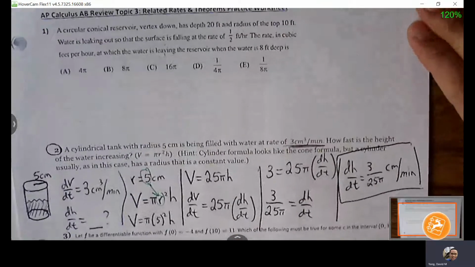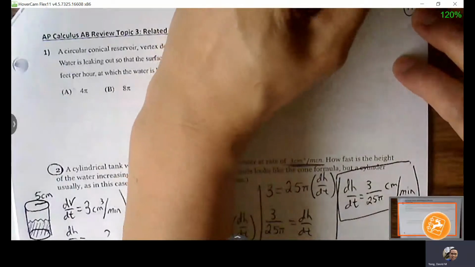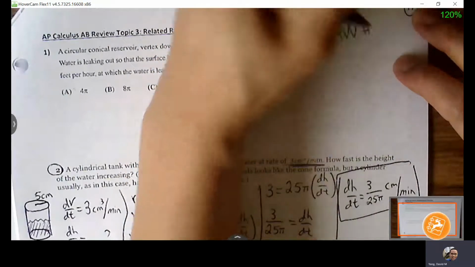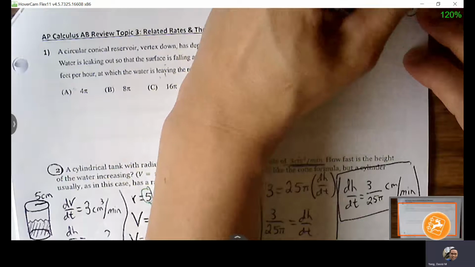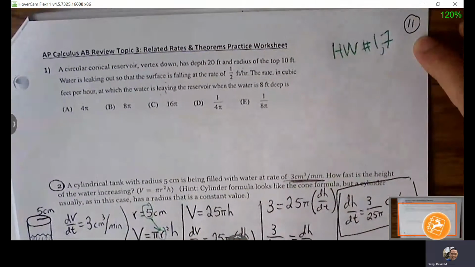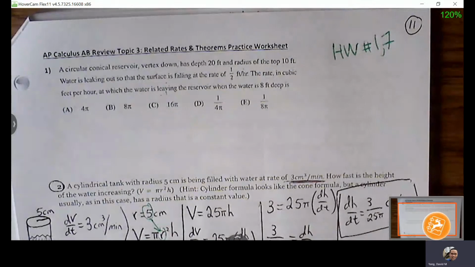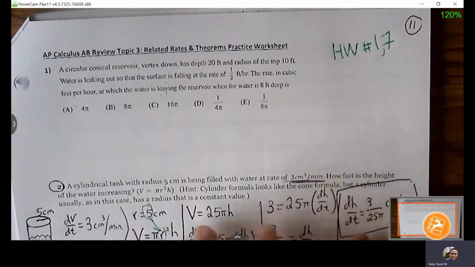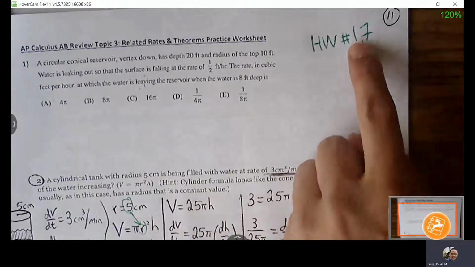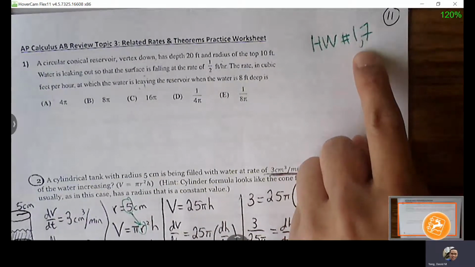Okay, your homework is going to be a little abbreviated. I just want us to do related rates tonight. So just numbers 1 and 7 on pages 11 and 12. I'll send out a reminder. Tomorrow we'll focus on theorems, but tonight you will just practice with related rates. So just numbers 1 and 7 on pages 11 and 12.